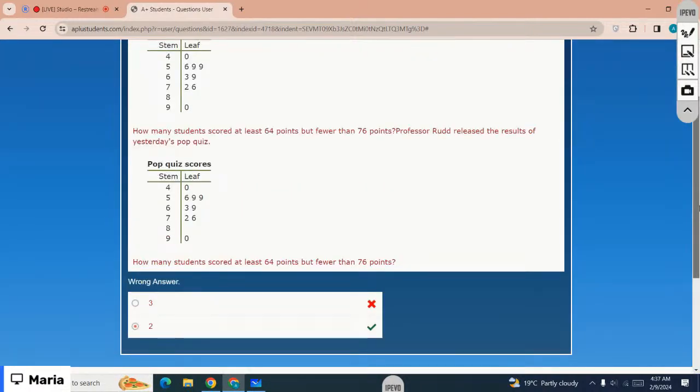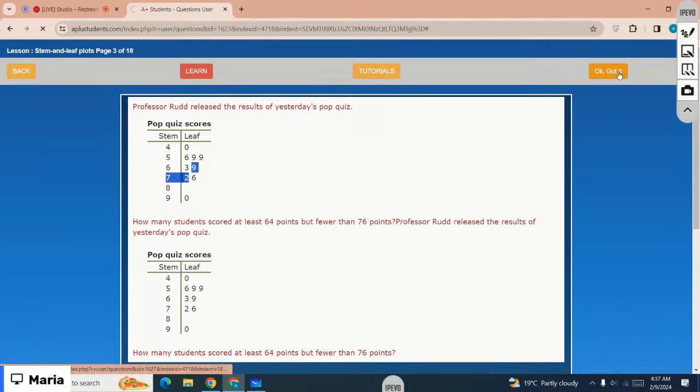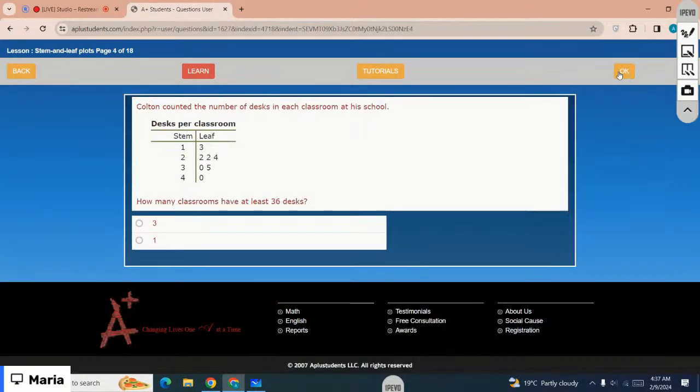Oh, fewer than 76. 76 is not included, just 69 and 72. 2 is the correct option. Got it? Not 3. 79 is also not included because you need to see the fewer than 79.